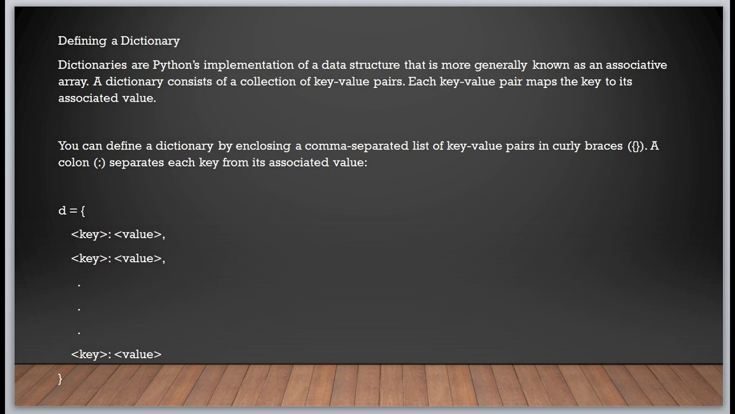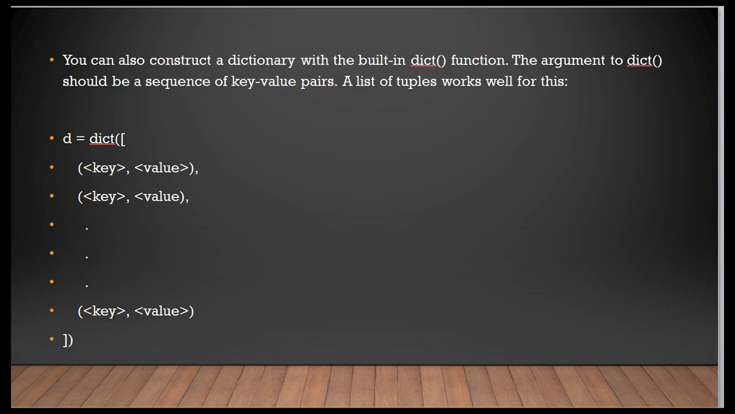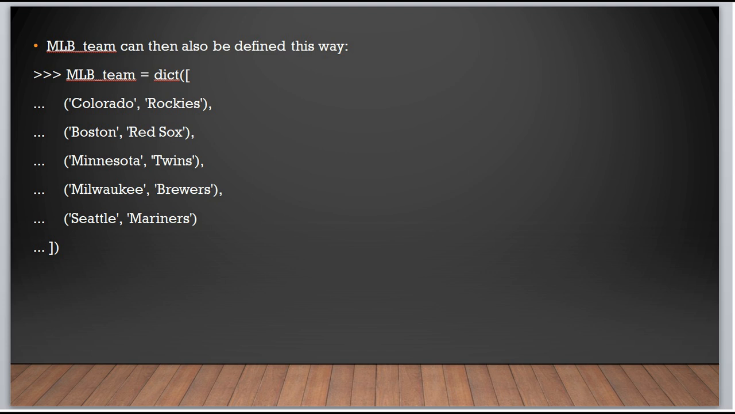Here's a quick example. You can also construct a dictionary using the dict function by providing a sequence of key-value pairs. A list of tuples is commonly used for this purpose. Here's an example. This example demonstrates another way to define a dictionary using the dict function with a list of tuples.